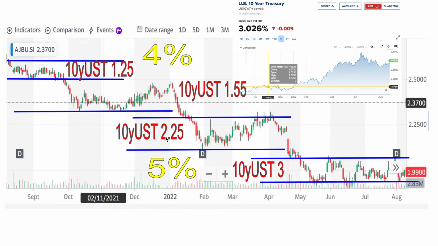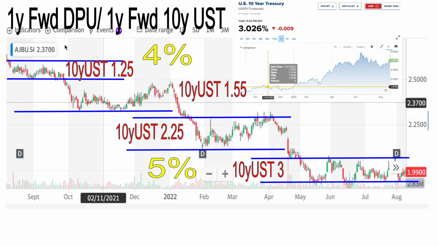You might ask, why is it that the movement is not linear? The Treasuries moved from 1.25 to 3, so that's 1.75%, but the yield expansion is just 1% instead of 1.75. But that's not really the right way to look at it, because the markets are always forward looking. The yield is more like a 1 year forward DPU expectation divided by the 1 year forward 10-year Treasury expectation. Whether it's 1 year or 9 months or 6 months is debatable, but nonetheless it's always going to be forward looking.